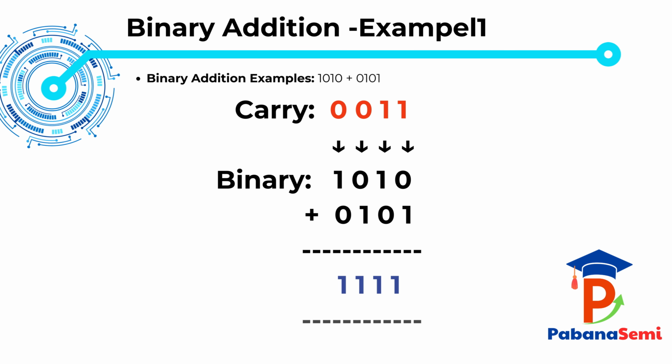Let's add 2 binary numbers, 0110 and 0011. Start from the rightmost bit. Step 1, add 0 plus 1 equals 1, no carry. Step 2, add 1 plus 1 equals 0 with a carry of 1. Step 3, move to the next bit. Add 1 plus 0 plus 1 carry. That gives 0 with a new carry of 1.